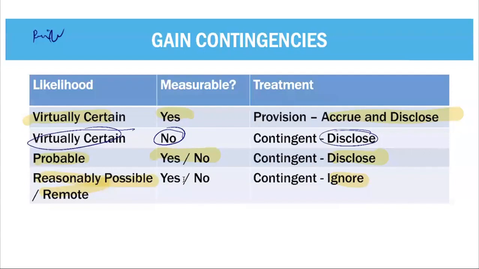Okay, so the rule, virtually certain, accrue and disclose. Virtually certain, not measurable, disclose. Probable, disclose.